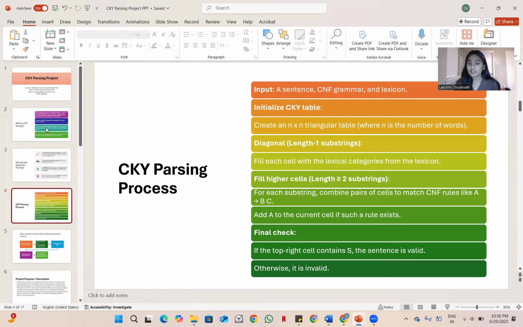For each substring, combine a pair of cells to match CNF rules like A equals B, C. Add A to the current cell if such a rule exists. Final check: if the top right cell contains S, the sentence is valid. Otherwise, it is invalid.